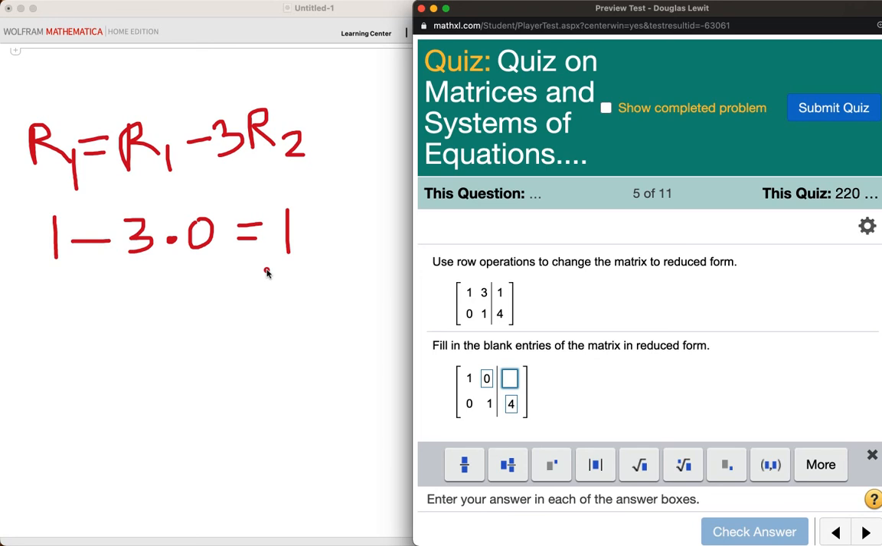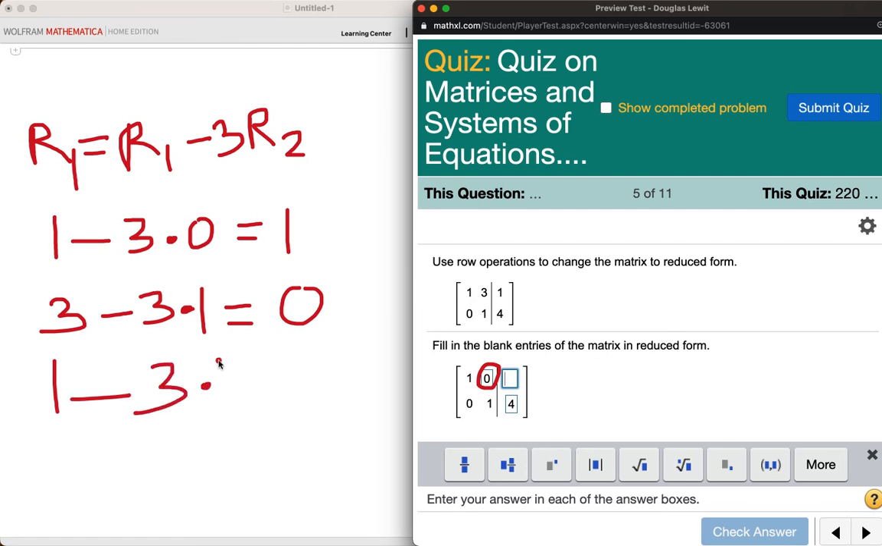And then you're going to have this number 3 minus 3 times 1, and that's this 0 right over here. And then you're going to have 1 minus 3 times 4, and that's 1 minus 12, which is negative 11.